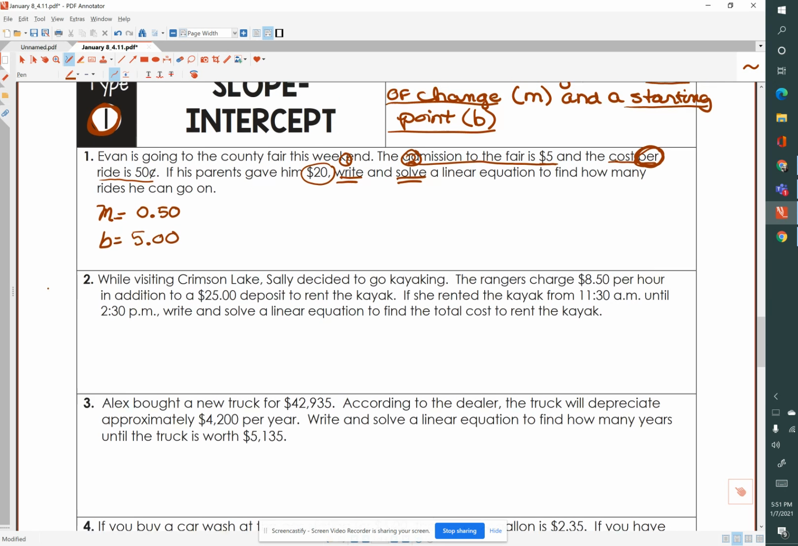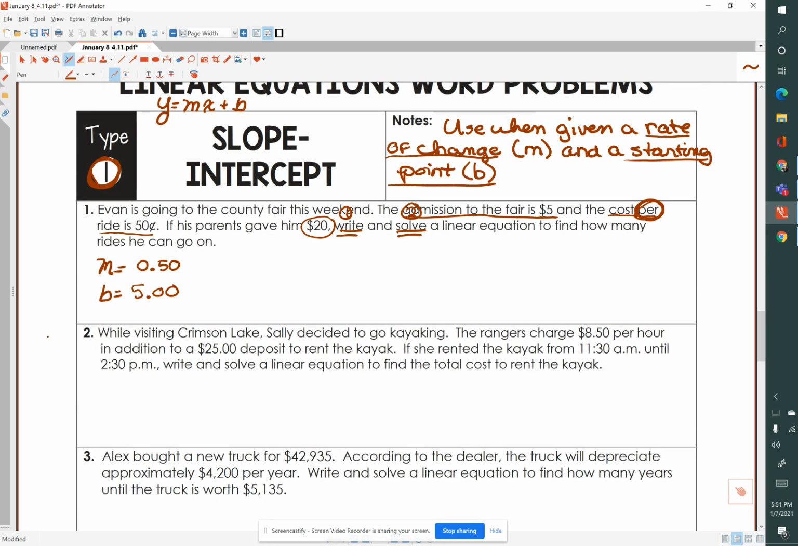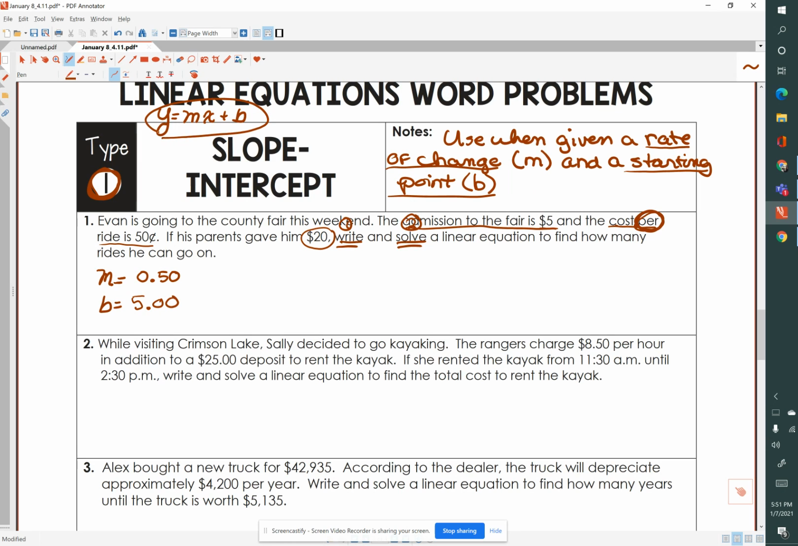So we're told that these are slope-intercept. We're looking for a y equals mx plus b type of equation. We know that m is our 50 cents and b is our $5. So when we write our equation, we're going to write it y equals 0.50x plus $5. Now, we've written the equation. This is part 1 of our answer.